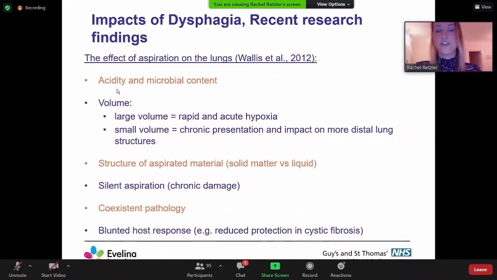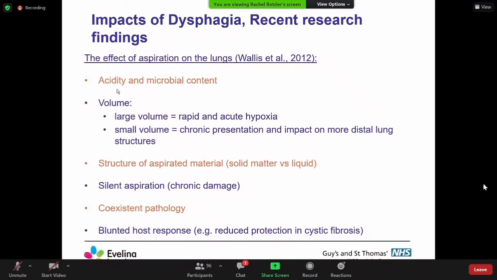The impacts of dysphagia, some more research findings on the effects of aspiration in the lungs. This is a great topic to discuss on the impact that aspiration can have on our lungs and long-term lung health. We know aspiration can lead to respiratory complications. Some of these complications can include risk of hospitalization, lower respiratory chest infections, and even pneumonias.